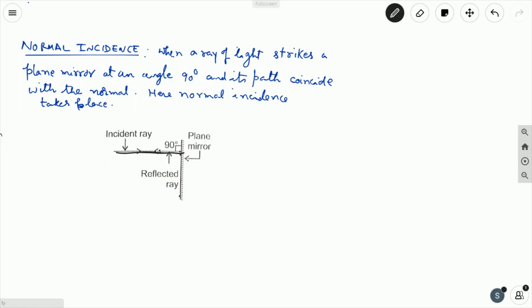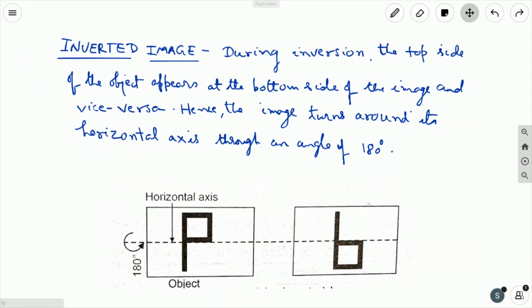place. Okay, when the incident ray of light coincides with the normal and makes an angle of 90 degrees, then we can say that normal incidence takes place. And this incident ray is called the normal incident ray, students. All right, now we go to the next thing.